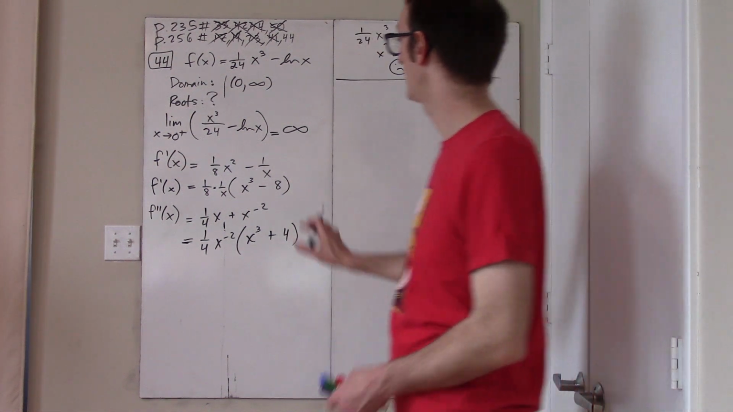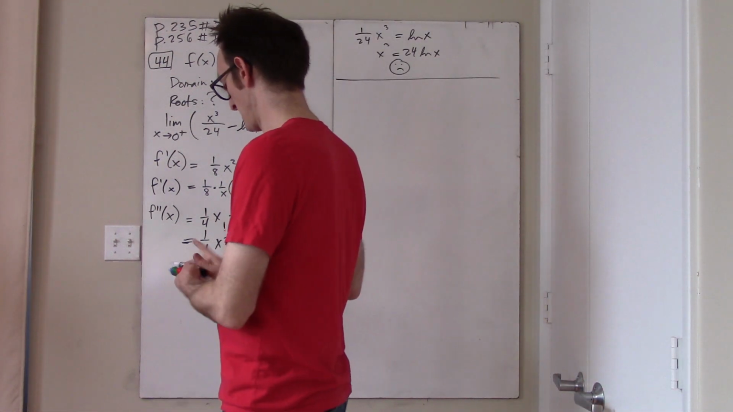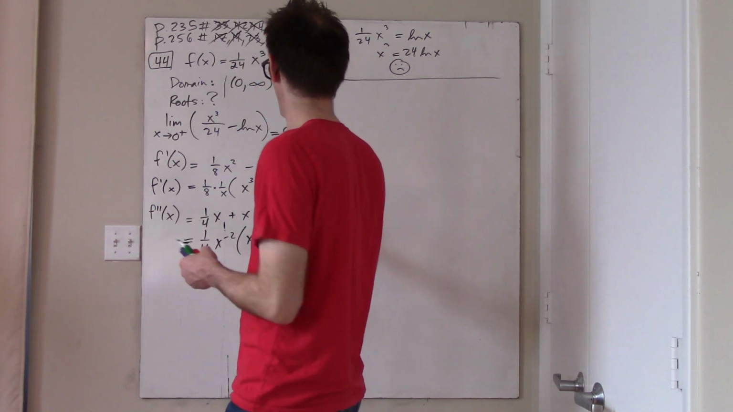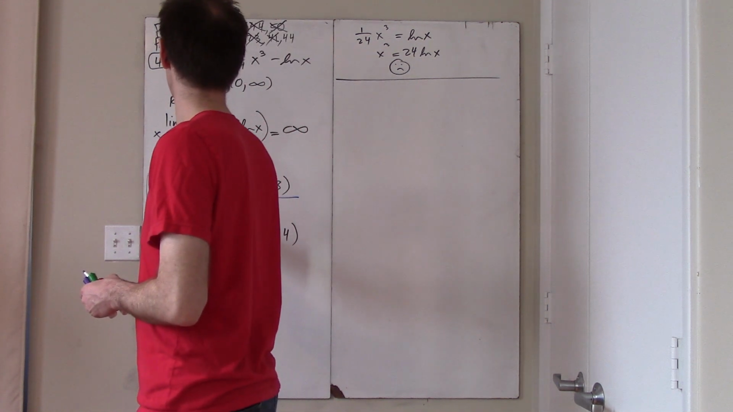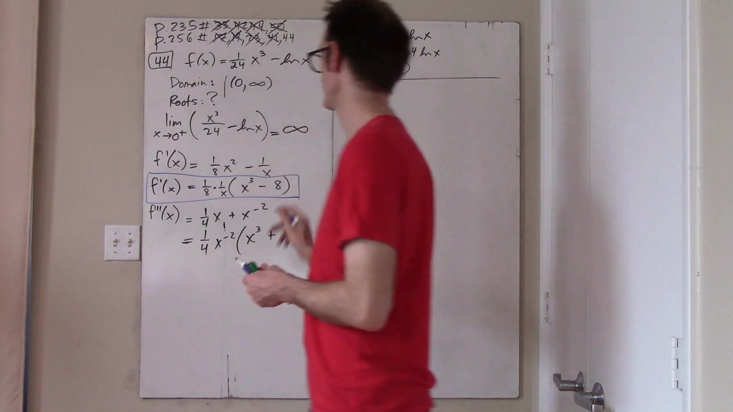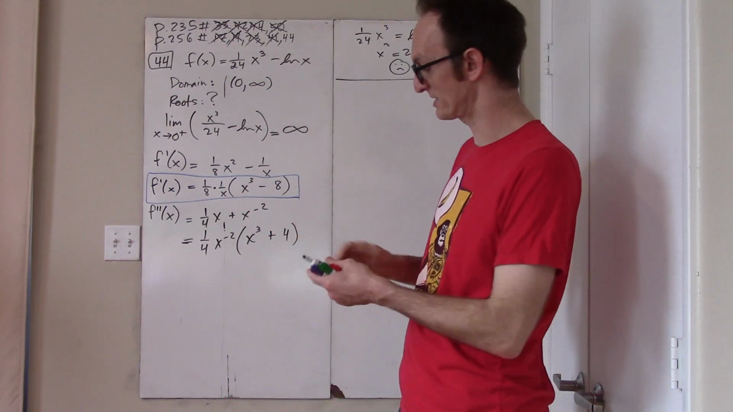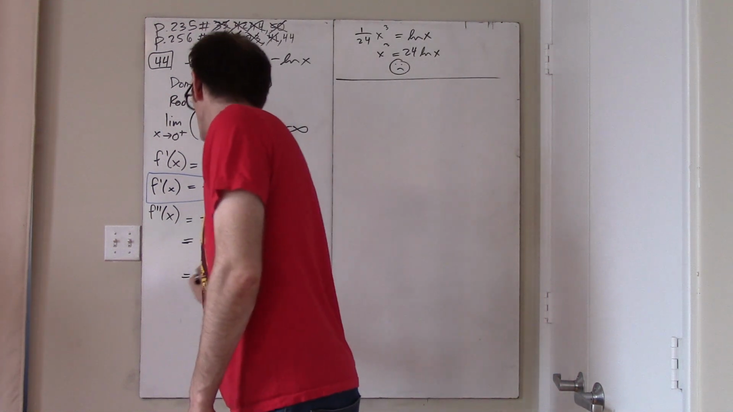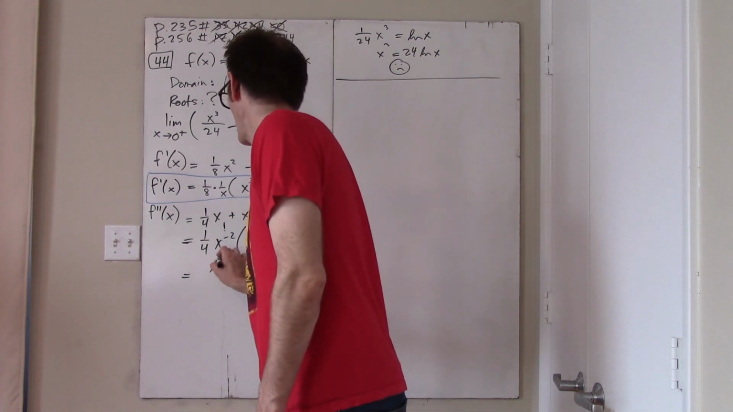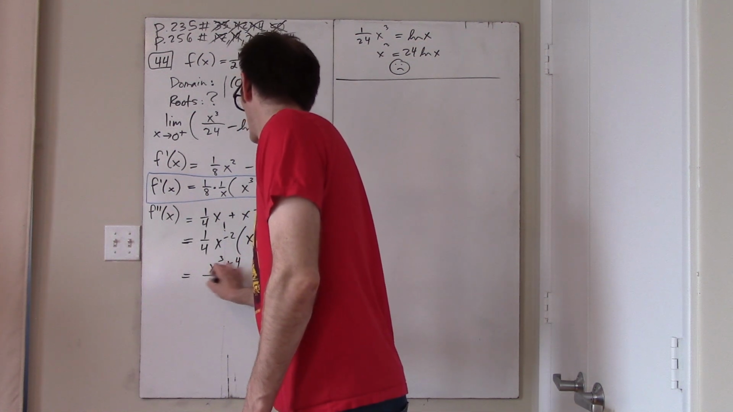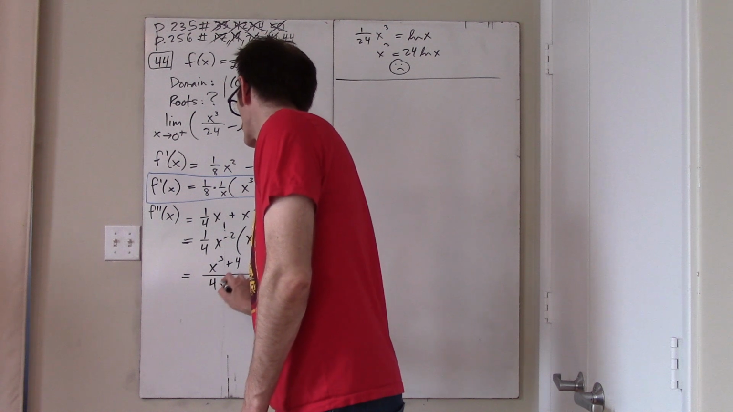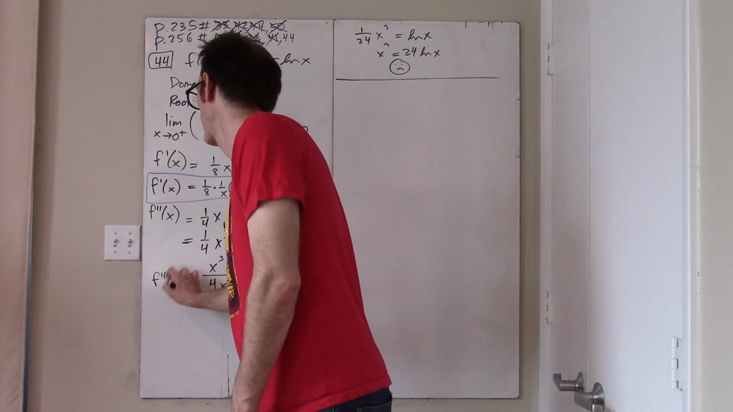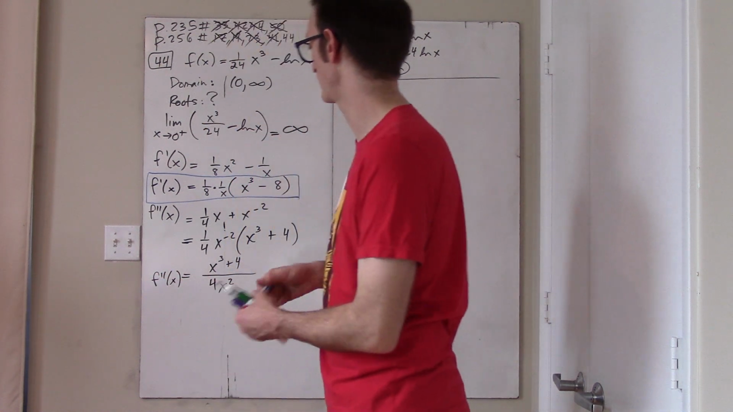So, what have I determined here? I've determined here in blue a formula for the first derivative that's also nicely factored to tell me when its sign is positive and negative. And for the second derivative as well, this is going to be x cubed plus 4 over 4x squared is the form that I want to have my second derivative in.